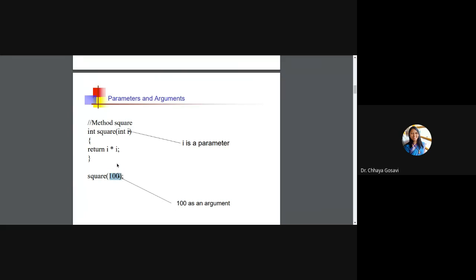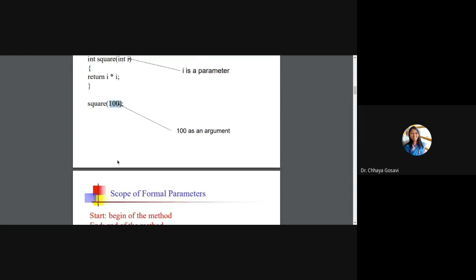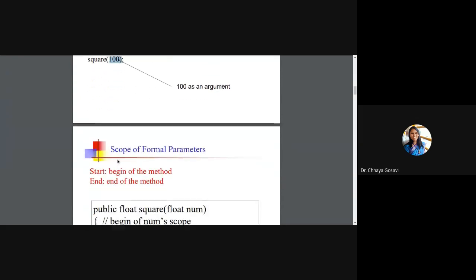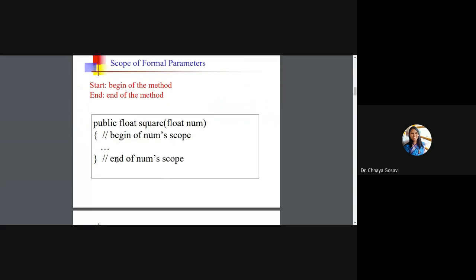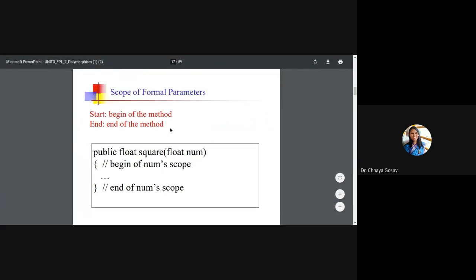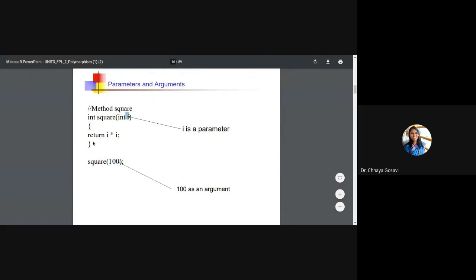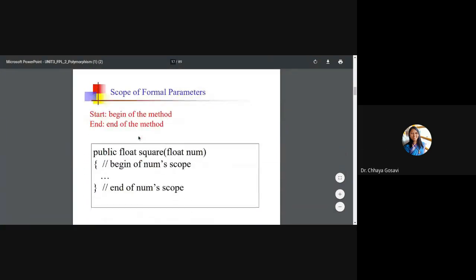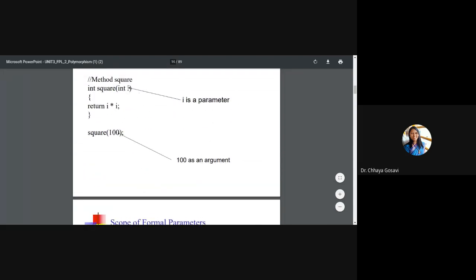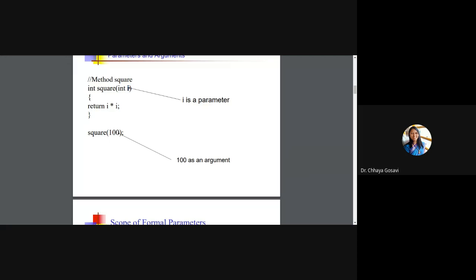Is it clear? Parameters and arguments. Yes, ma'am. Formal parameters and actual parameters. In the next lecture, we'll see parameter passing by reference. Now the scope of a formal parameter: the scope of this value i is only within this parenthesis, the start and end of the method. If you try to refer to this i outside this method, it is an undefined variable. This variable i will hold the value only within this function.